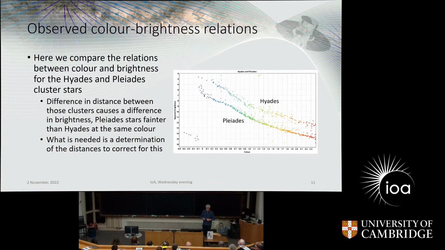So we take modern observations and we look at the observed relations between color and brightness. Here we have two of them, for the Pleiades again and the Hyades. The Pleiades at the bottom and the Hyades at the top. The difference here is because of the difference in distance. The Pleiades is further away than the Hyades, so the Pleiades stars are all fainter at the same color than in the Hyades. So if we really want to do something with it, we need the distances, because without the distances, it's difficult to actually interpret this further.